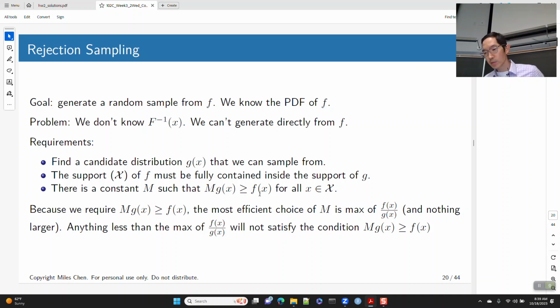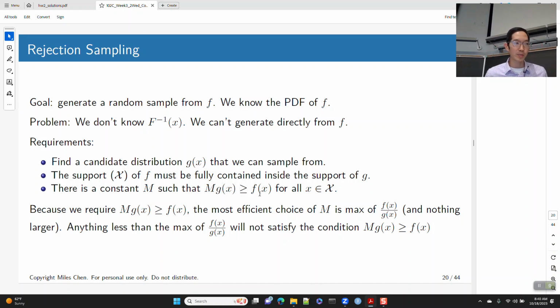Okay, so the way we're going to do rejection sampling is we need to have a different distribution called g(x), where we're able to generate values from g(x). And much like importance sampling, there are a lot of parallels between importance sampling and rejection sampling, although importance sampling is a technique used to estimate an integral, and rejection sampling is used to generate random samples.